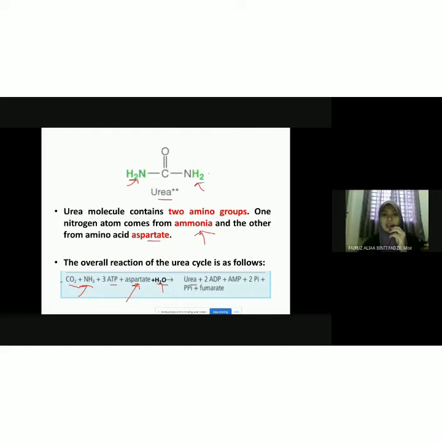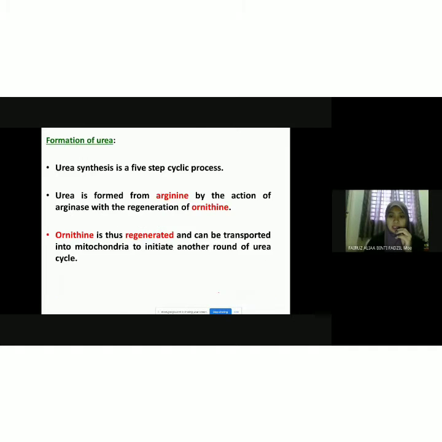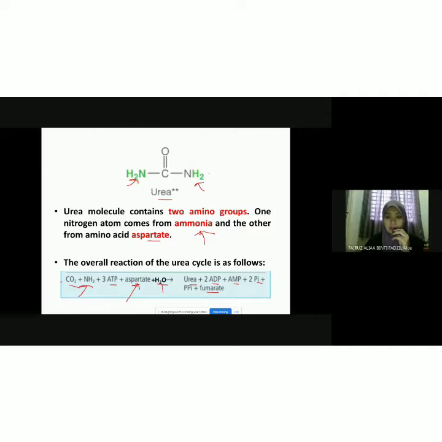And because we need the ATP, the ATP will be broken down. So it becomes ADP and also P, and then we have the AMP. And then also we will produce the fumarate here. Okay, so this is the overall formula for the urea cycle.